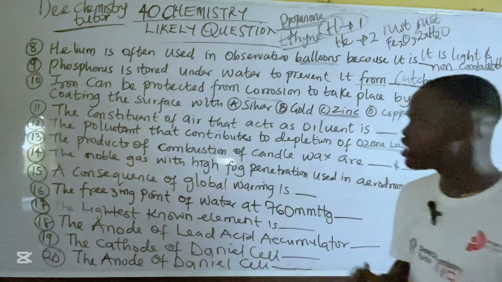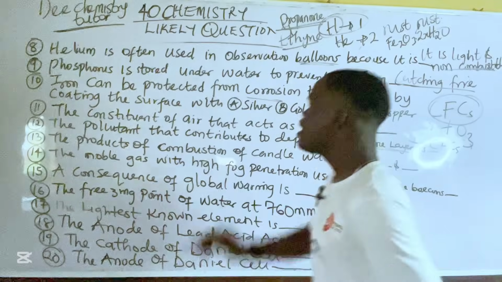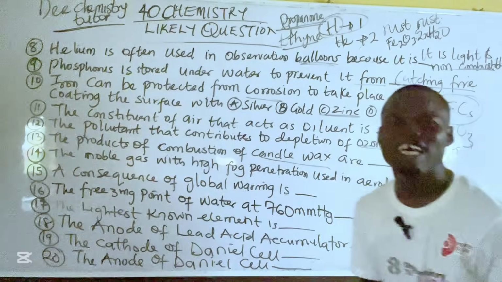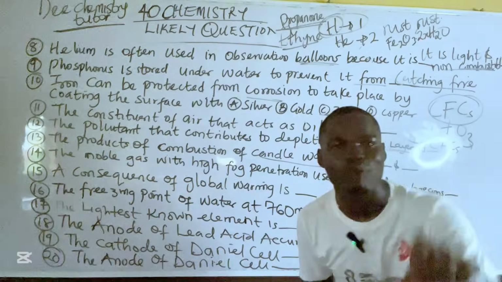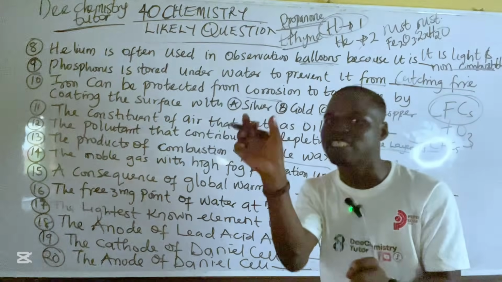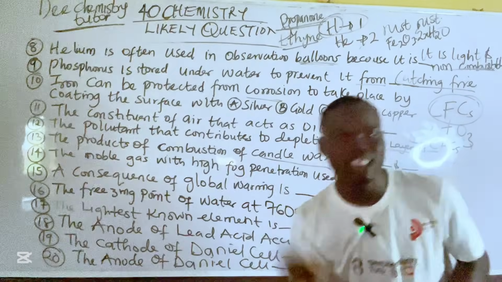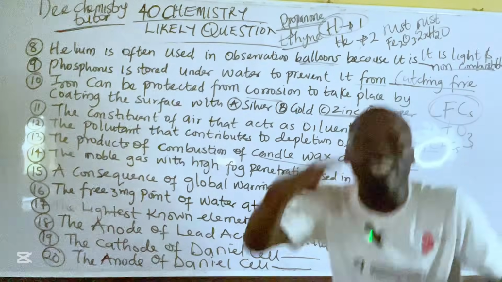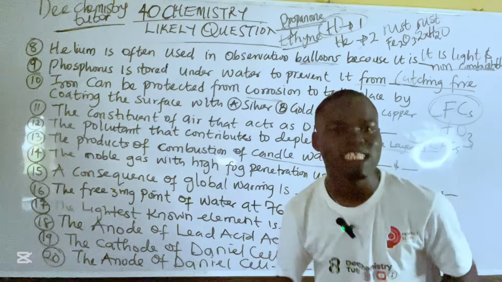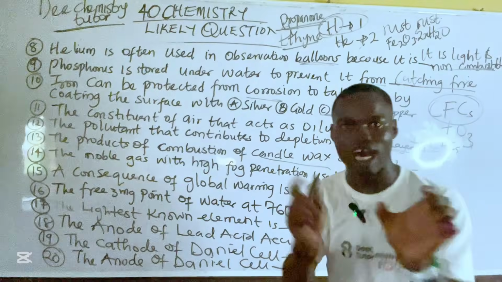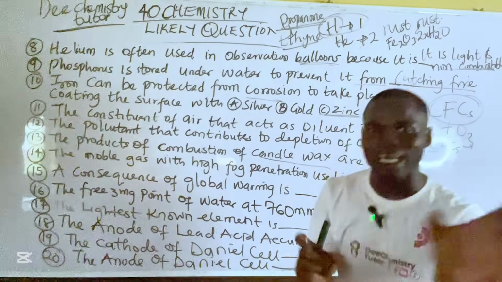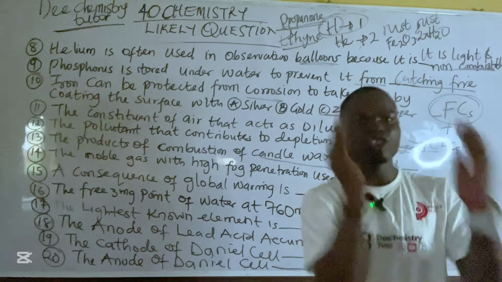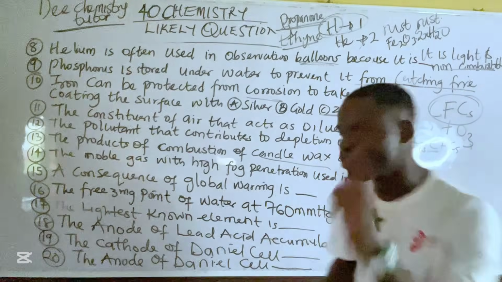Okay, now number 13. The product of combustion of candle wax are dash. Please note, anytime an organic compound undergoes complete combustion, it gives CO2 and water. But if it is a partial combustion, it gives what? CO and water. That is carbon monoxide and water if it is partial. But if it is complete, it's going to give CO2 and water. Take note of that, okay?